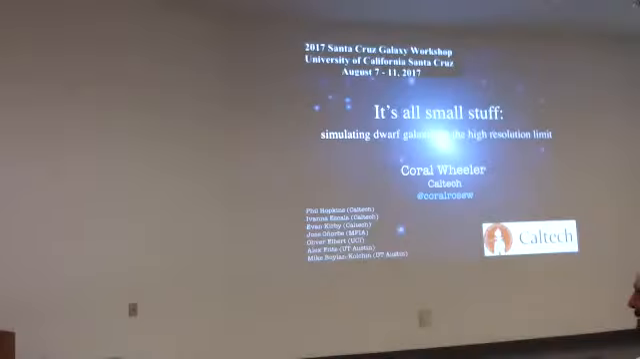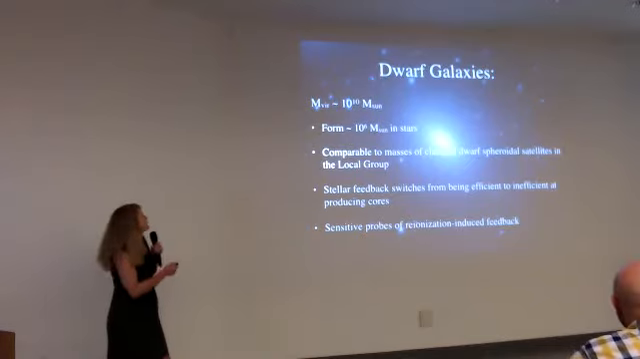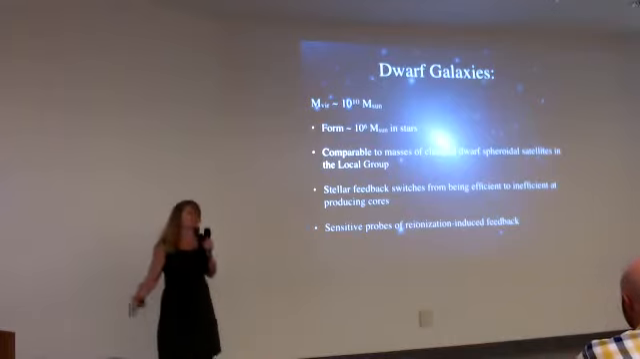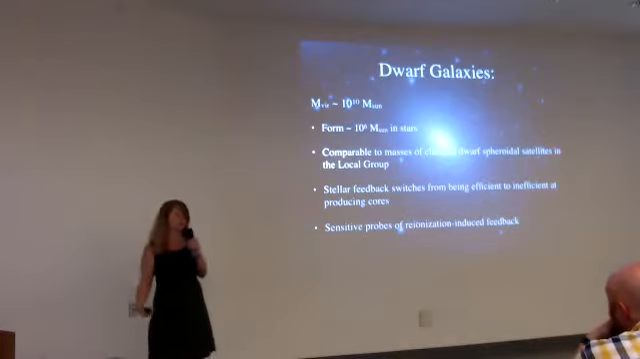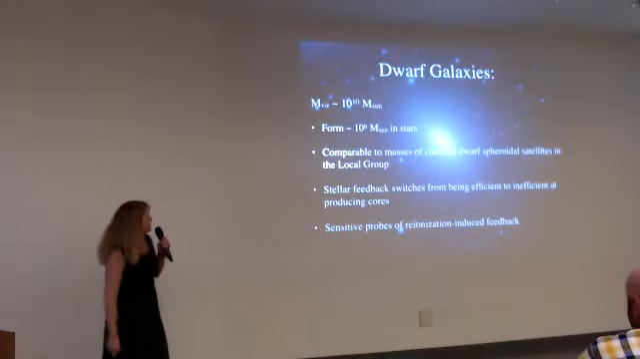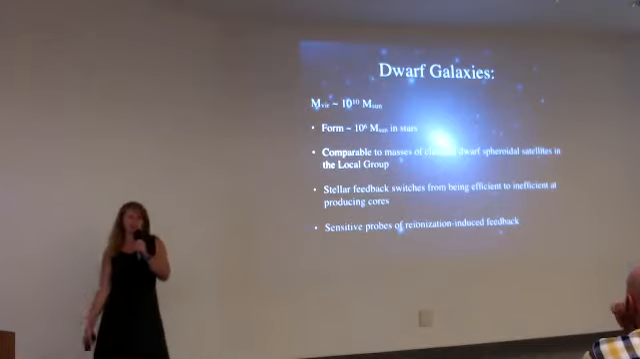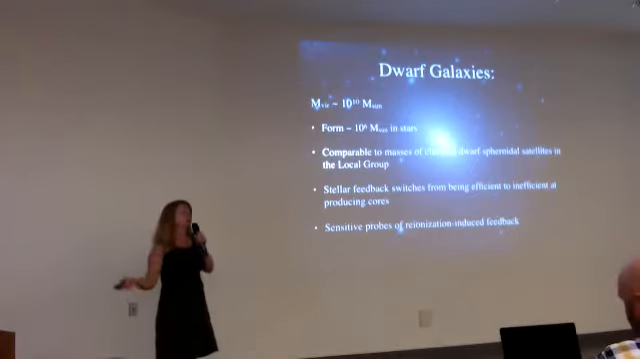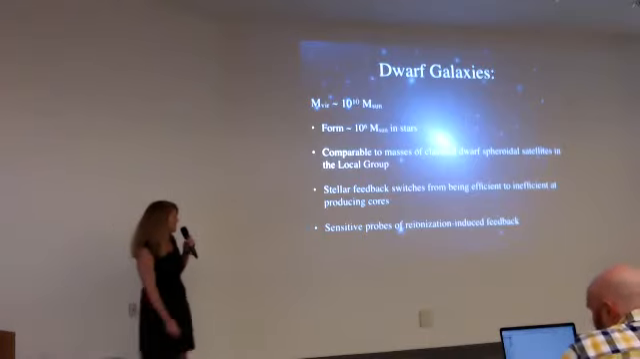There we go. Okay, dwarf galaxies. This time I'm going to focus primarily on the 10^10 solar masses in dark matter. This is the type of galaxy we expect to form about 1 million solar masses in stars, which makes it comparable to many of the Local Group dwarf galaxies, dwarf spheroidals, that we find in and around the Milky Way and Andromeda. Another reason this is an important mass range is that we think this is the mass range where stellar feedback switches from being inefficient at lower masses to efficient at higher masses in forming dark matter cores.